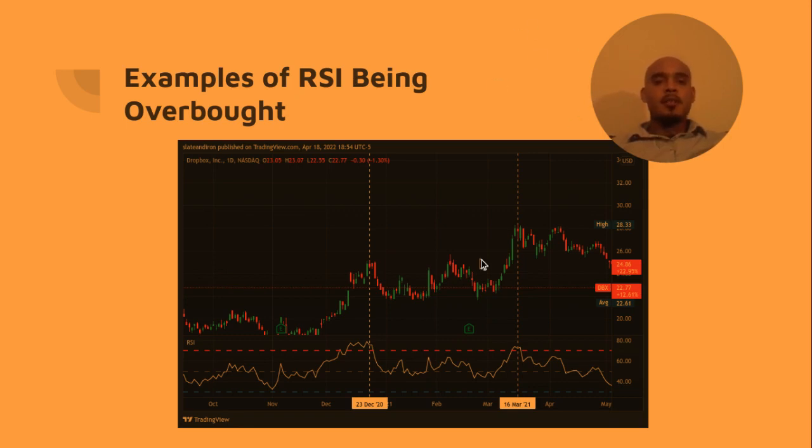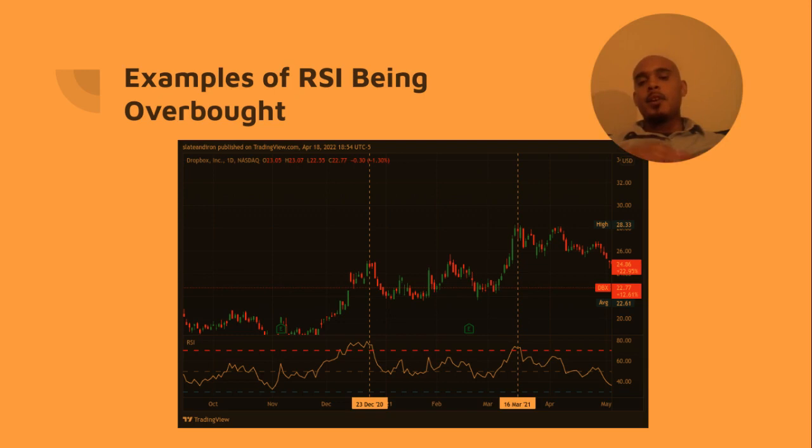Here's an example of a stock. What is this? Dropbox. You can see here on the left, 23rd of December 2020, Dropbox is appearing on the RSI as overbought. It's above this red line. And usually these lines are set at a 70 RSI and a 30 RSI. Sometimes I set mine at 80 and 20, 80 being overbought, 20 being oversold. You find your preference, right?